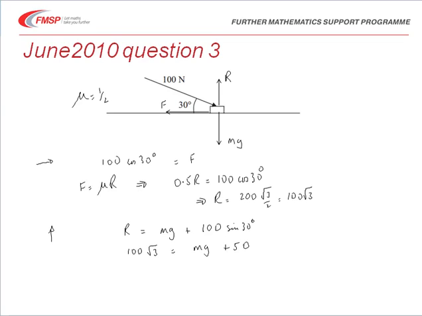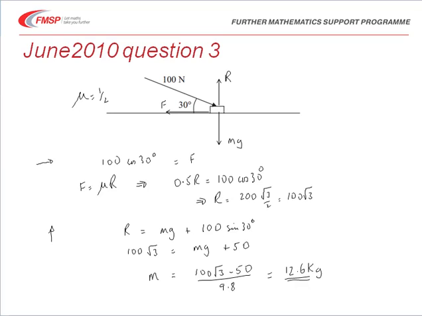And then rearranging that to make m the subject of this, we get 100 root 3 minus 50 and divided by g, which is 9.8. So that's a little bit of calculator work, and the answer comes out to be 12.6 kilograms to 1 decimal place.